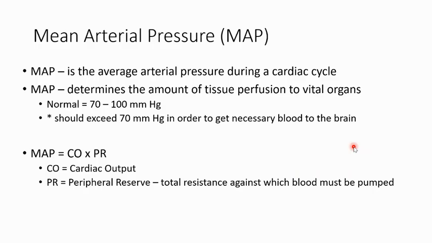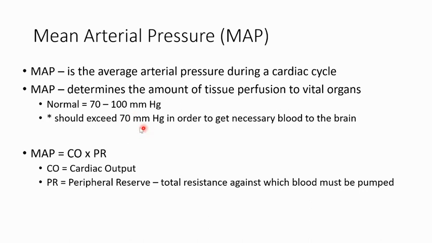Mean arterial pressure, MAP. MAP is the average arterial pressure during a cardiac cycle. So it's the average. It determines the amount of tissue perfusion to vital organs. So basically how much oxygenated blood is getting to those organs. Normally, your MAP should be between 70 and 100 millimeters of mercury.